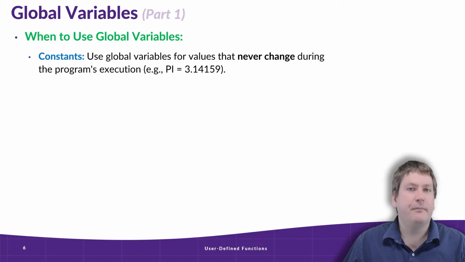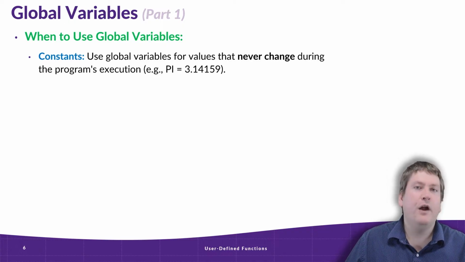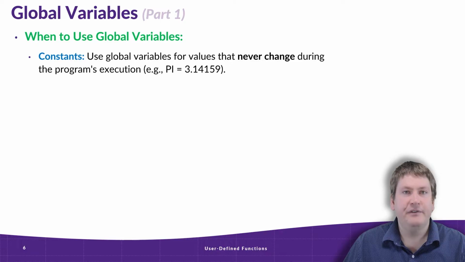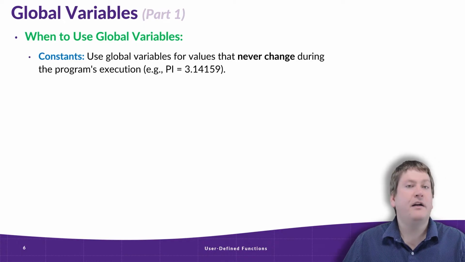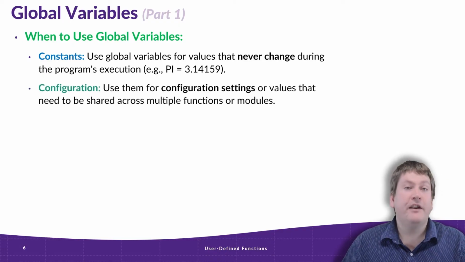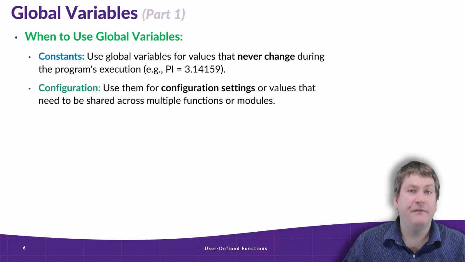For example, if we're doing some math calculations that needed the value of pi, we might define pi at the top of our program and set it equal to, for example, 3.14159 or however many digits we wanted. This is a good use because it doesn't matter if our functions are accessing these variables because the value is never going to change. So it's not going to lead to any weird side effects, such as the function returning different values each time we call it, or cause us to be sharing the state of the function in a weird way.